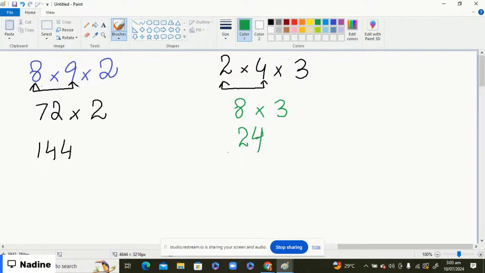Okay, now let's just do the next. Here is 5 times 2 times 2. So first of all, we're going to multiply these two numbers. So 5 times 2 is 10 and 10 times 2 is 20. Okay, so this is 20 here.